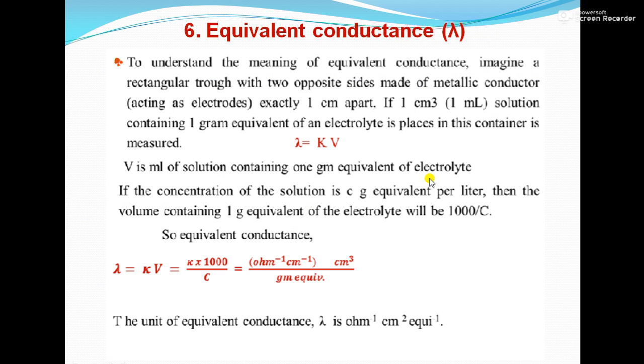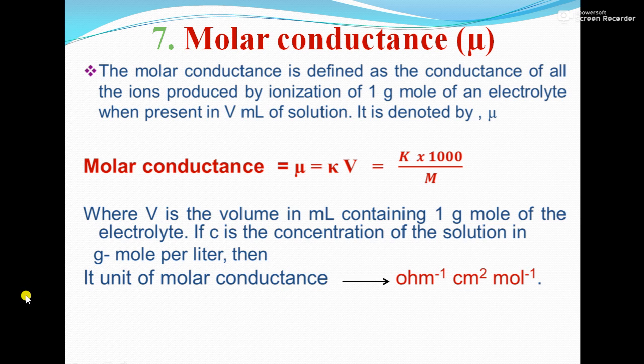In that previous case, that C is gram equivalent concentration. Here V is the volume in ml containing 1 gram mole of the electrolyte. If C is the concentration of the solution in gram mole per liter, then the unit will become per ohm centimeter square per mole. So that is molar conductance.